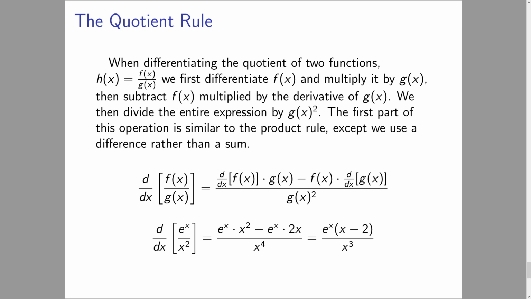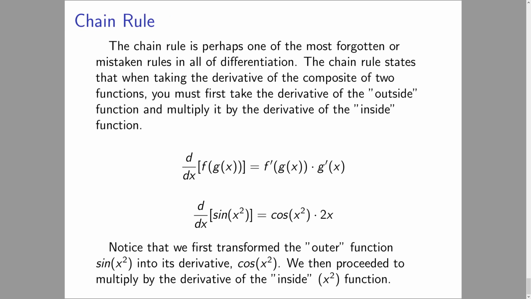We then finally divide the entire expression by x squared squared, remembering that whenever we raise a power to another power, we simply multiply the two together. We can further simplify this expression into e to the x times the quantity x minus 2 all over x cubed. And last up, we have the chain rule.